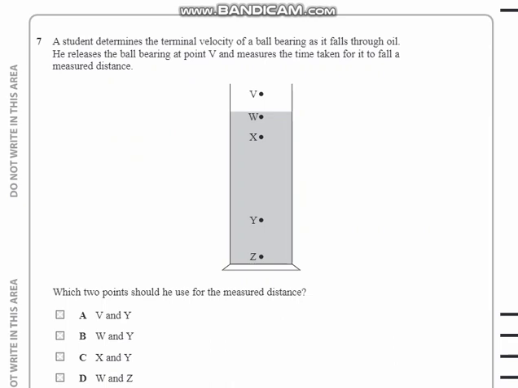So the question is asking us to find the measured distance within the oil. We can clearly see that at point V the ball is not in the oil. So we can cancel out the A part. Very easy here. And using your common sense we can see that at W it enters the oil, so it can't have reached terminal velocity as it enters the oil. So we'll cancel out the W's and you can see that X to Y is a proper distance to be measured, so our option is C. So you can use common sense here.